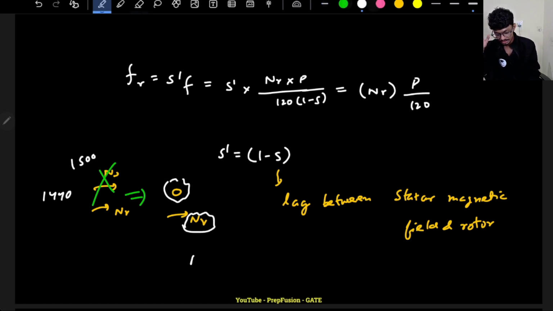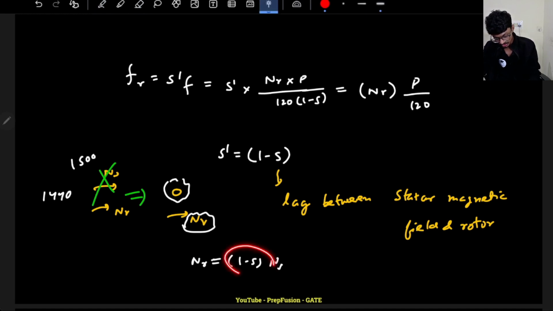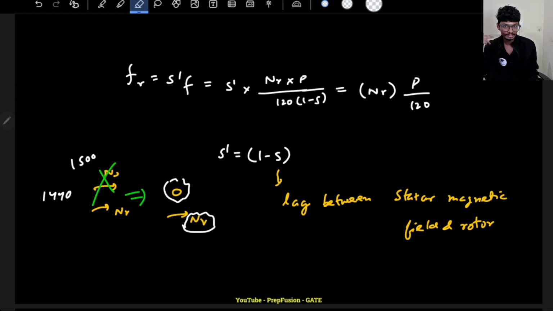Stator is stationary, lag is NR only. Okay, what was NR? NR was equal to (1 minus S) into NS. So this is the lag actually. Now 1 minus S is the lag. How can you understand? Higher the slip, higher the lag.